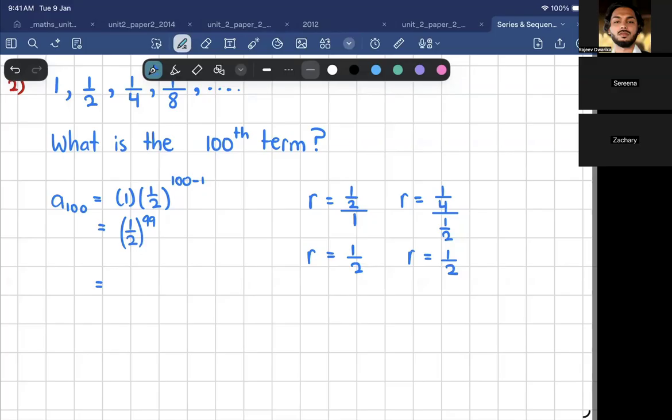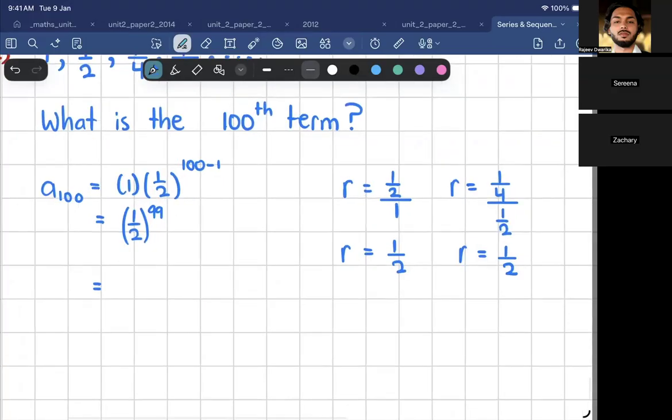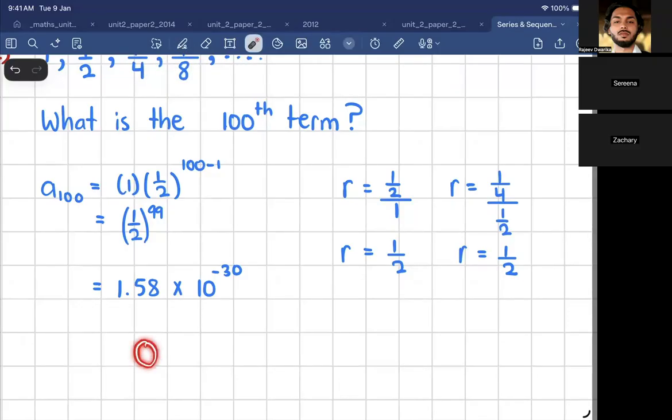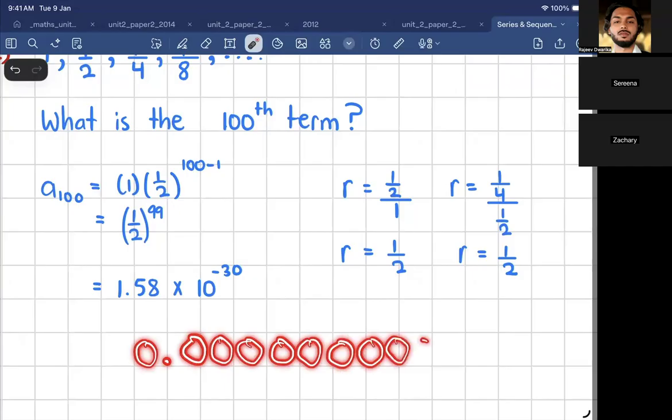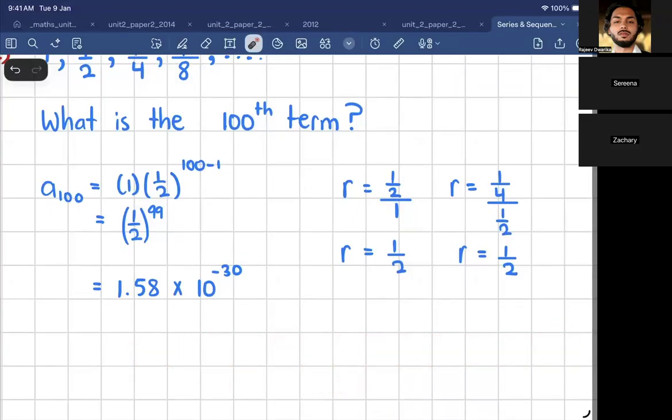Now, if I were to write that as a fraction, actually I can't even do that. So that number is about 1.58 by 10 to the minus 30. Do you guys have any idea how small 10 to the power minus 30 is? Zachary, what does that mean? That means I have 29 zeros before my first number. That is how small that number is. Serena, you could imagine how small the number is, right?